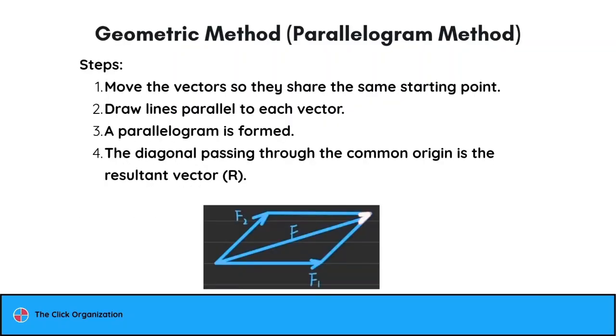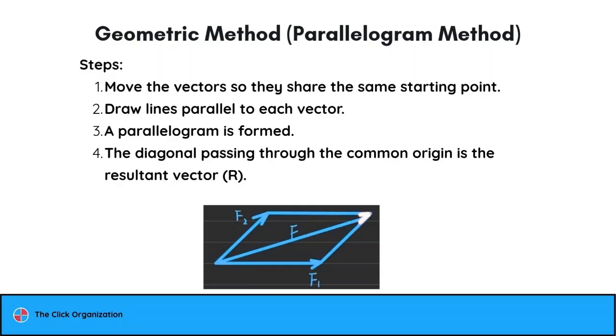The geometric method has 2 methods within it. The first one is called the parallelogram method. When 2 forces act from the same point, you draw them as the 2 sides of a parallelogram. The diagonal line from the starting point represents the resultant force.